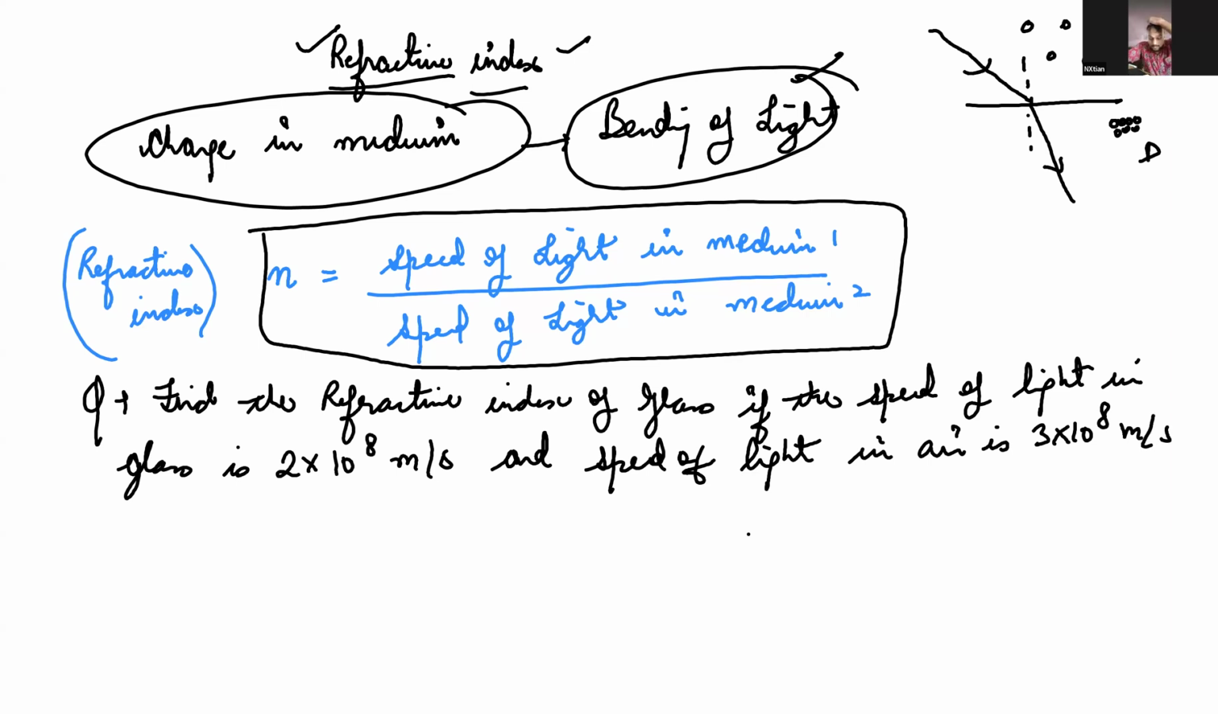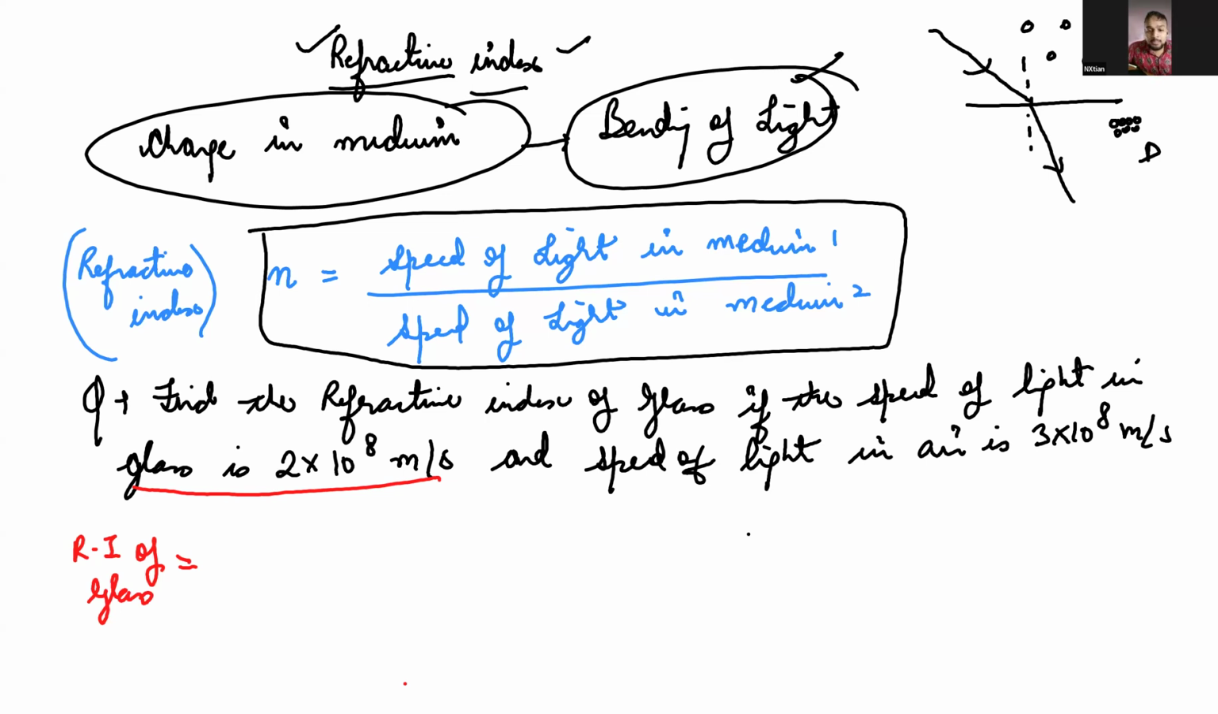Now we have to find the refractive index of glass. Now what I told you about refractive index, what we have to find? The refractive index of glass. Now which speed will you put in the denominator? 2 into 10 to the power 8, the speed of light in glass, because they ask you about the glass.